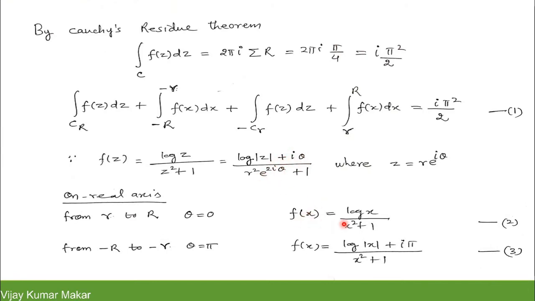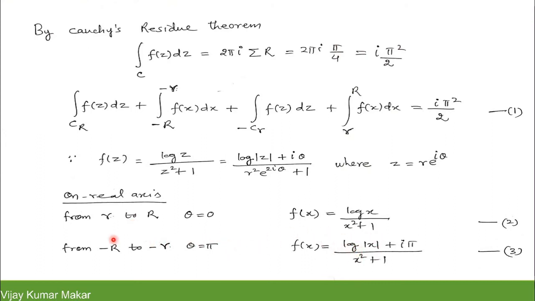So we get f(x) equal to log x upon 1 plus x squared, because along the x axis z is equal to x, so we put the value of z equal to x. But when we integrate from minus capital R to minus small r, theta is equal to pi, so we put theta equals pi here. We know that e raised to power 2 pi iota is equal to 1. So the value of the function is this.